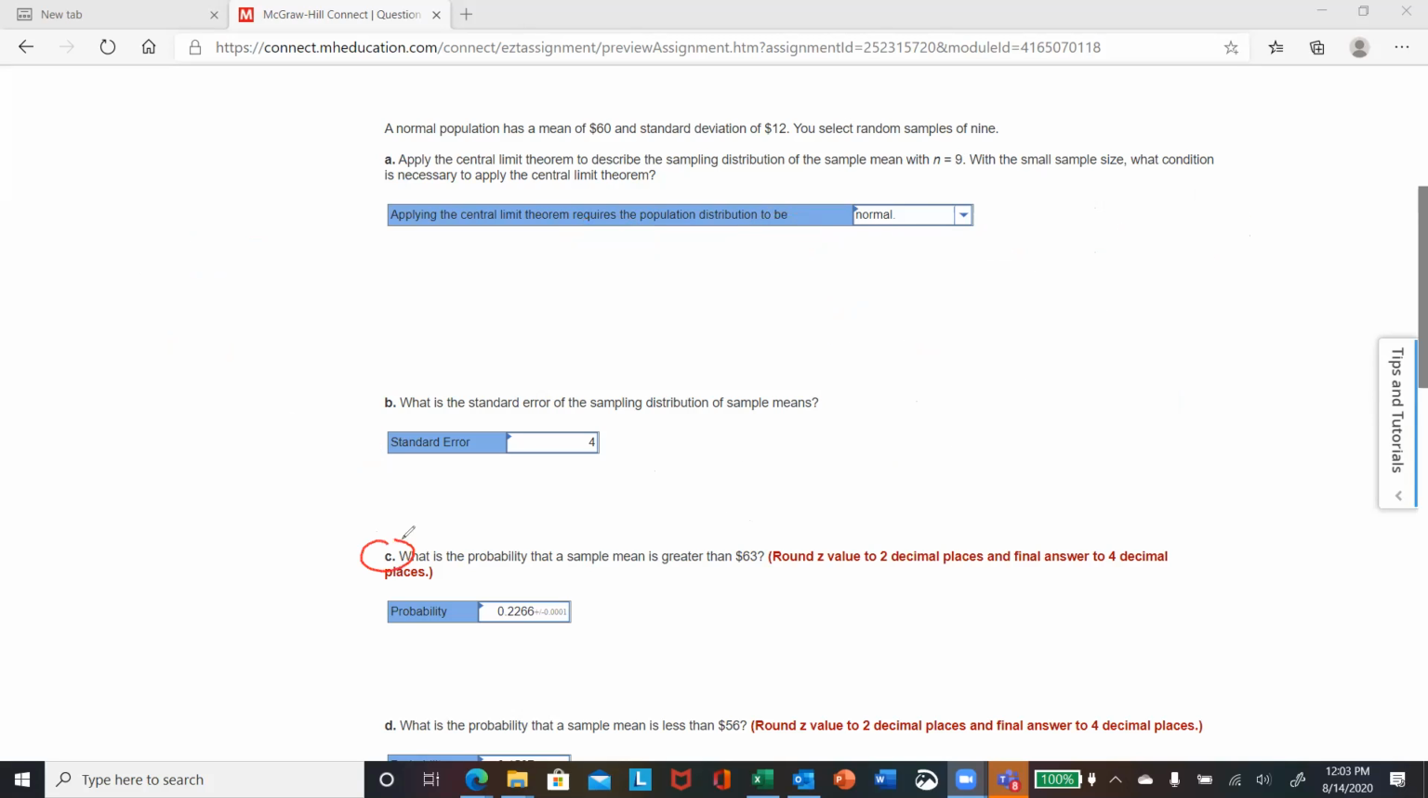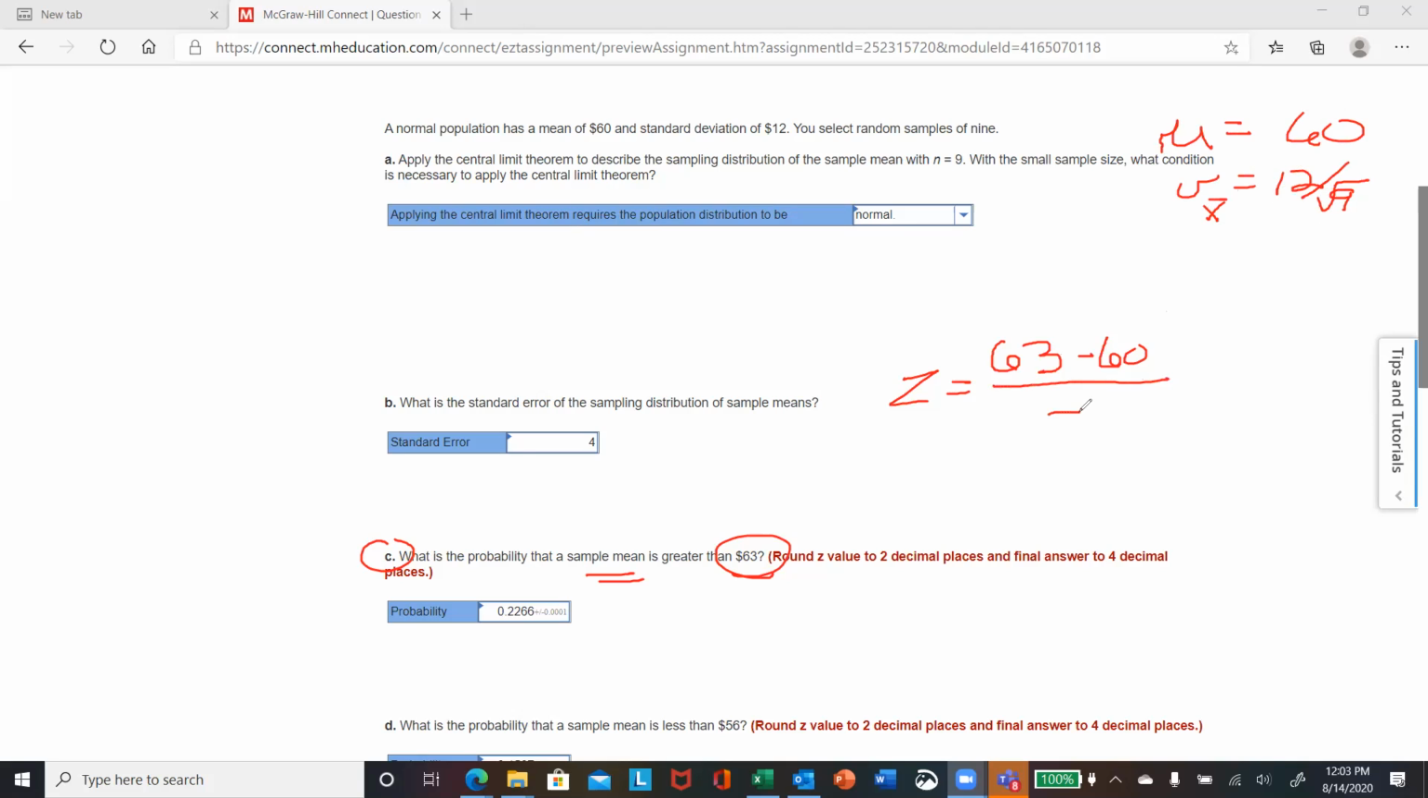So then on letter C, we want the probability that the sample mean would be greater than 63. So again, we've got 63 as our sample mean, so we would need to get a z-value. So we would have z-value equals 63 minus 60. Remember, our mu value in the top part was 60, and sigma was 12. But of course, we always say sigma x bar now, so sigma is 12 over the square root of 9, or 4. And so we would say 63 minus 60, divided by 4. And of course, that would be our z-value.